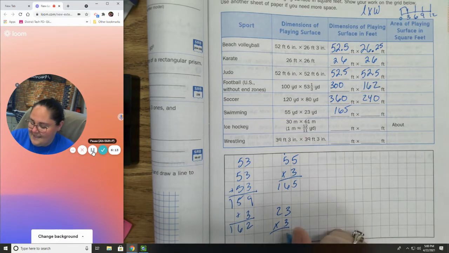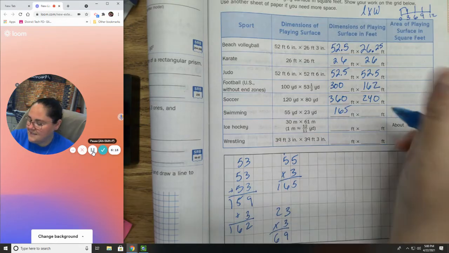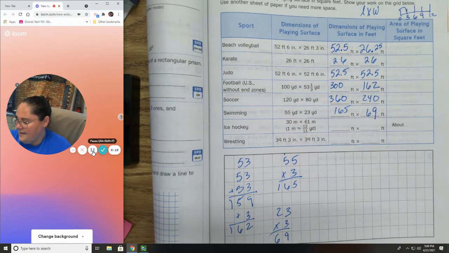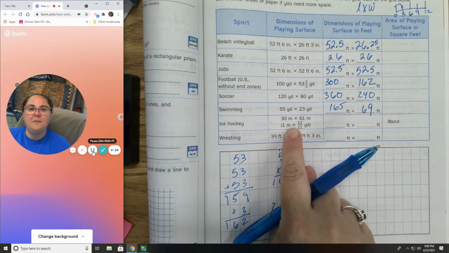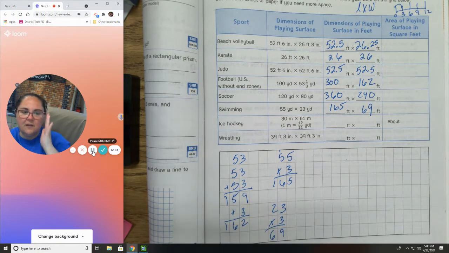3 times 3 is 9. 3 times 2 is 6. All right, 30 meters times 61 meters. Now, there's a very weird odd symbol right here. This symbol here means about. It means really close to.